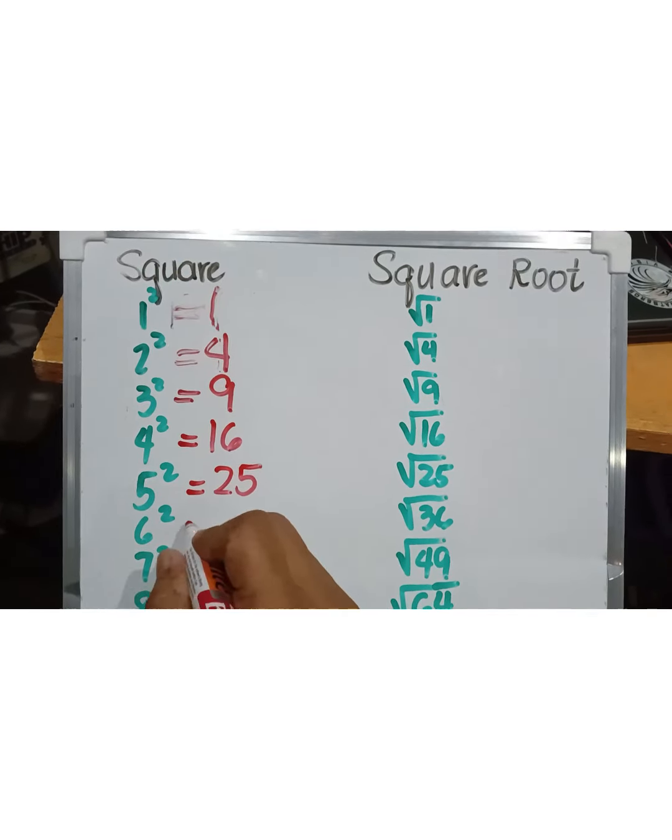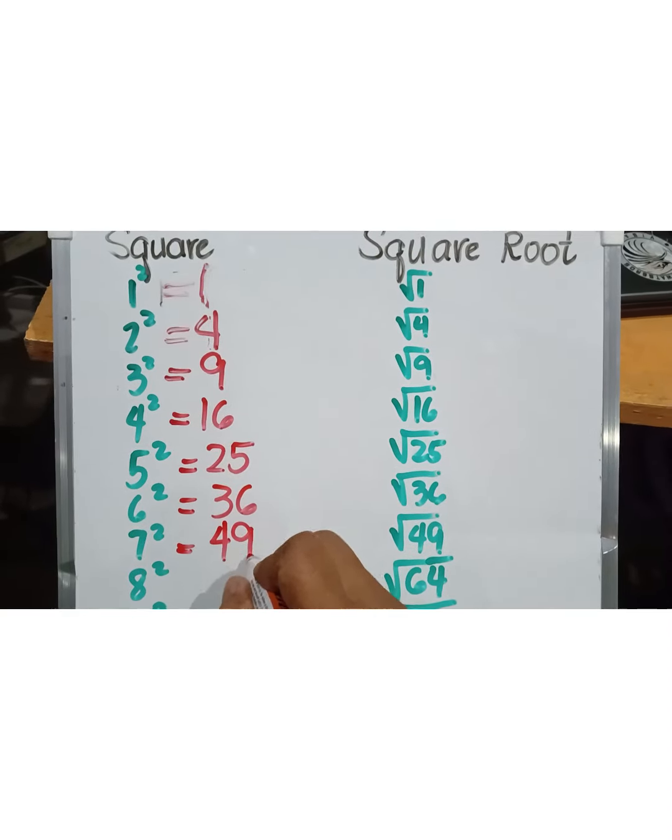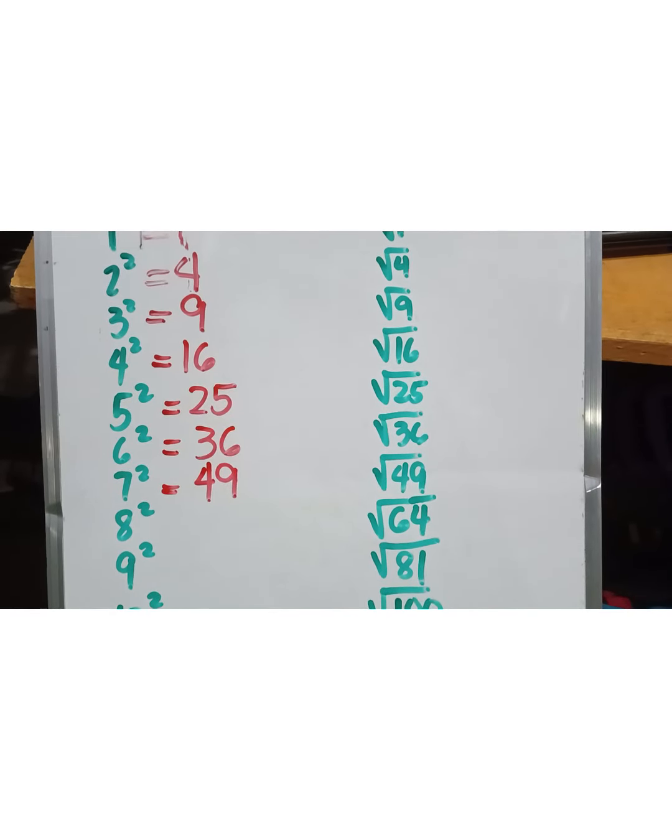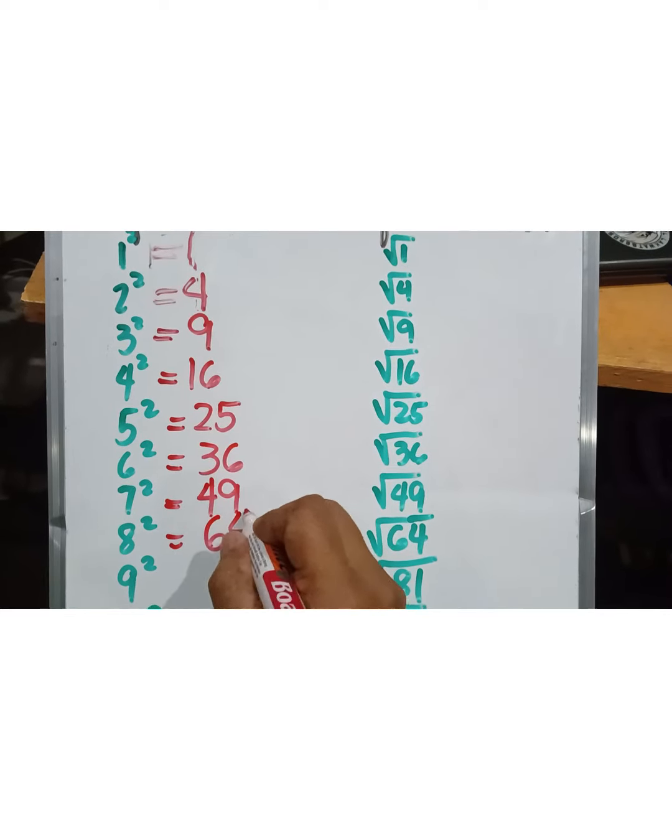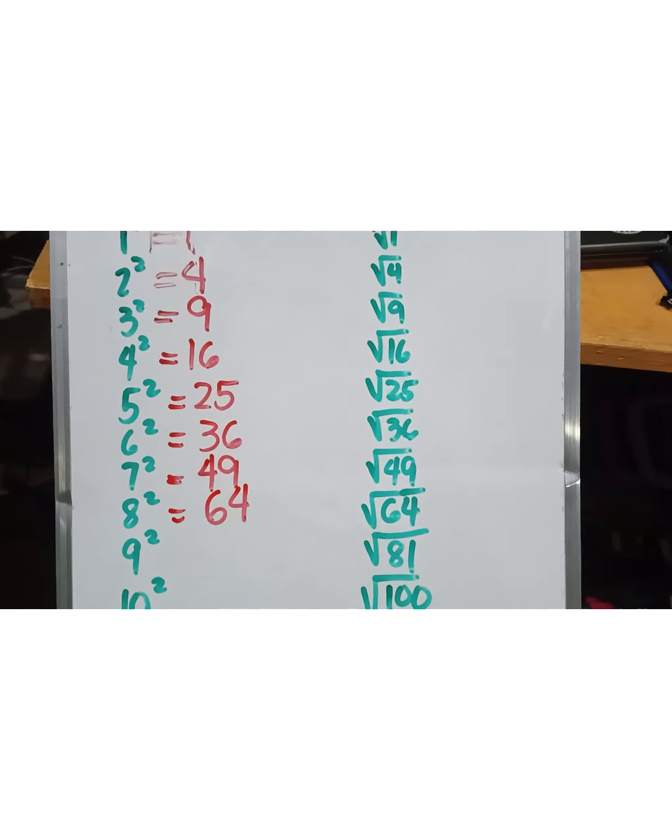7 squared, 7 times 7 is 49. 8 squared, multiplying 8 by itself is equal to 64. 9 squared, multiplying 9 by itself is 81. And 10 squared, 10 times 10 is equal to 100.